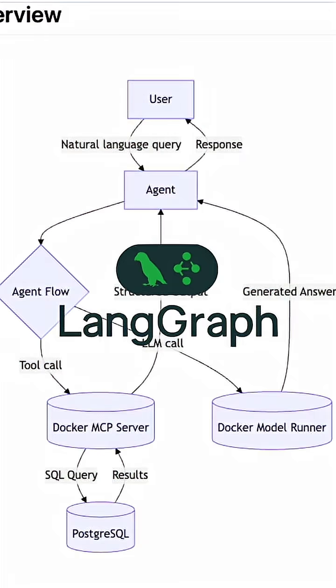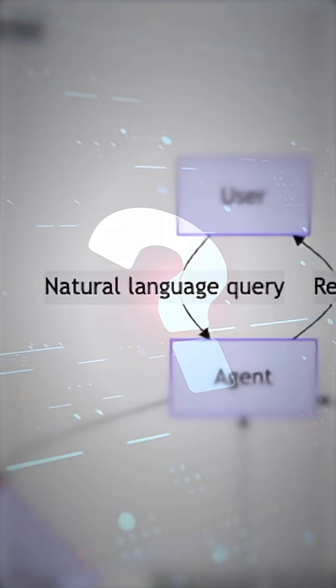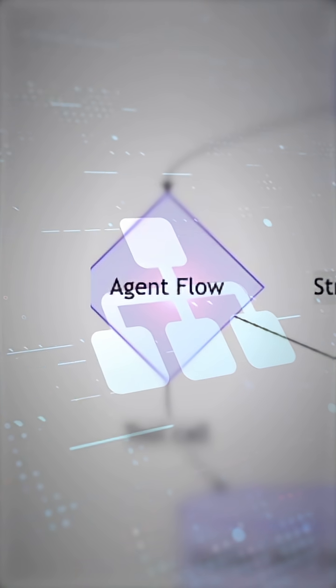So now let's take a look at the architectural overview. Starting at the top, a user asks a question in plain English. That goes to an agent, which is the brain of the app. The agent decides two things. Do I already know enough to answer, or do I need tools or a database?